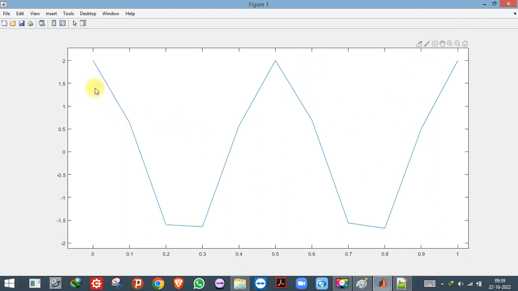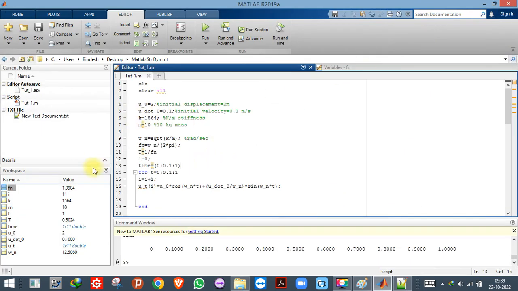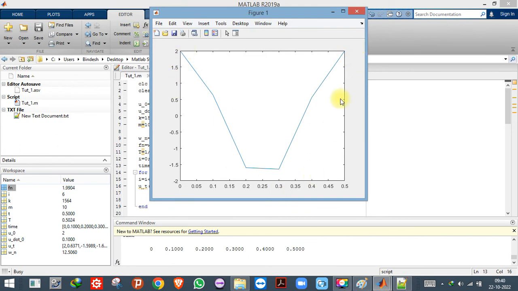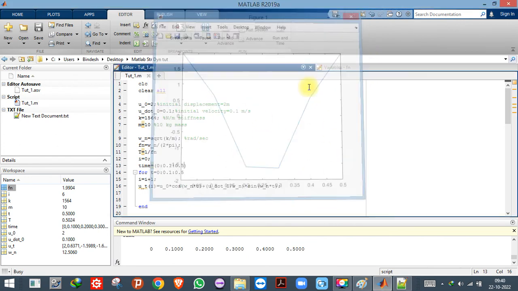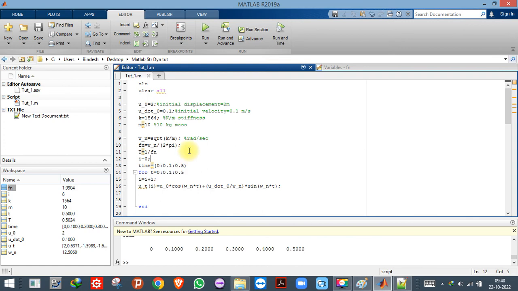Now how much time is required to perform 2 cycles? 1 second. And frequency, again, you see 2 cycles in 1 second. That means how much time will be required to perform 1 cycle? It will be 0.5 second. If I run this, you will see that 0.5 second was required to perform 1 cycle. So this was a basic coding session, I mean MATLAB.